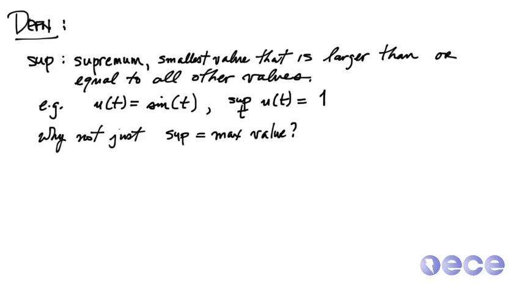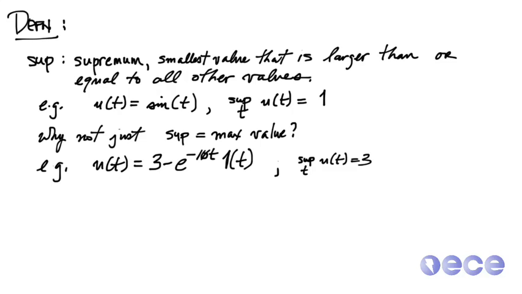So why can't we just say that the supremum is the same as the max value? After all, the maximum value of sine of t is equal to 1. Well, here's an example where we have some function 3 minus e to the minus 10t. So this e to the minus 10t is going to get pretty small, and it's going to get pretty small pretty fast. The supremum of u of t is equal to 3 because that's the smallest value that's larger than or equal to all the other values that u of t will ever have.